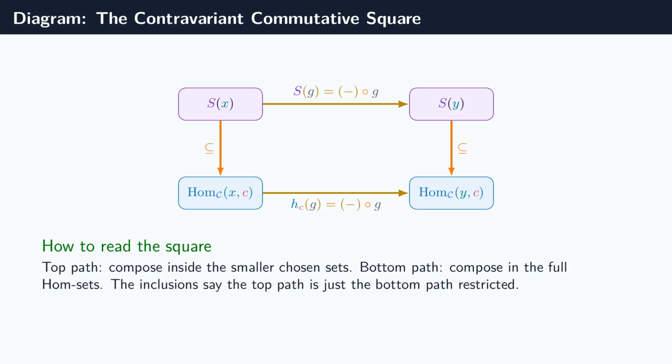Here is the contravariant commutative square. The top path acts inside the smaller selected sets. The bottom path acts inside the full Hom sets. The vertical arrows are inclusions. The square says the top operation is just the bottom operation with the domain and codomain restricted. This is the formal version of consistency.